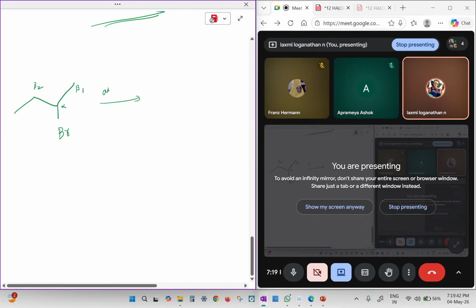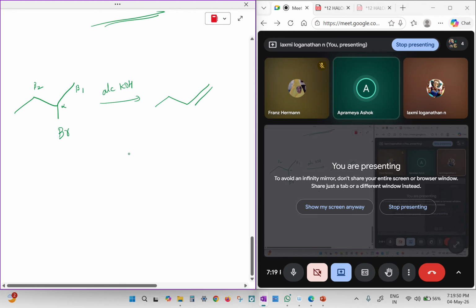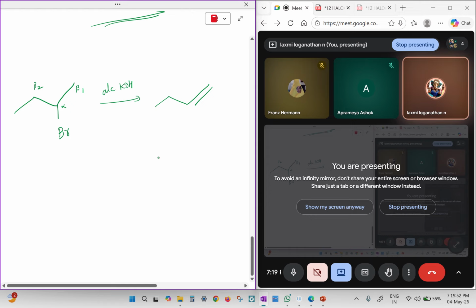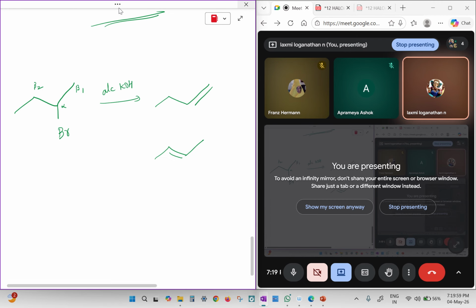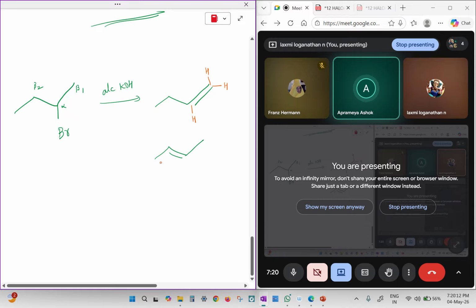So if you treat it with alcoholic KOH, you can remove the hydrogen from beta 1, so the double bond forms here. If instead it is from beta 2, then the double bond forms here, right? Okay. What is here? This is the carbon framework. I am going to use another color. What is here? Hydrogen, hydrogen, CH. What is here? Hydrogen, right? Okay.